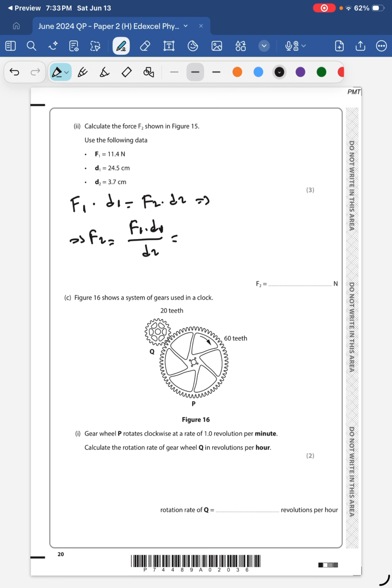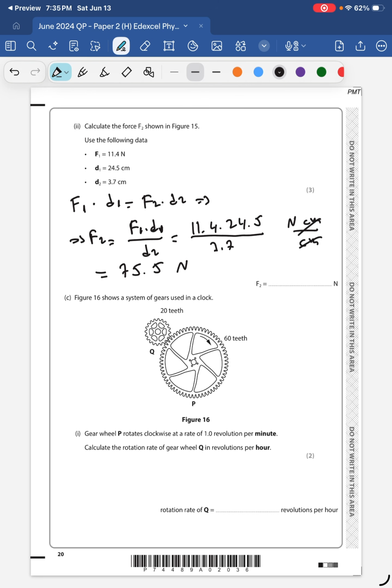Did I mess up something? No. So F1 is 11.4 newtons times D1, 24.5 centimeters over 3.7 centimeters. Okay, so this is equal to 11.4 times 24.5 over 3.7. So 75.5 newtons.